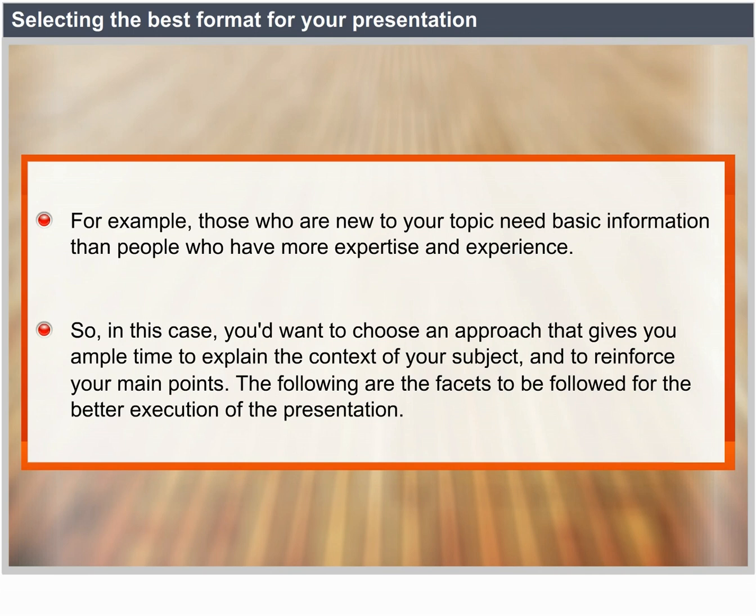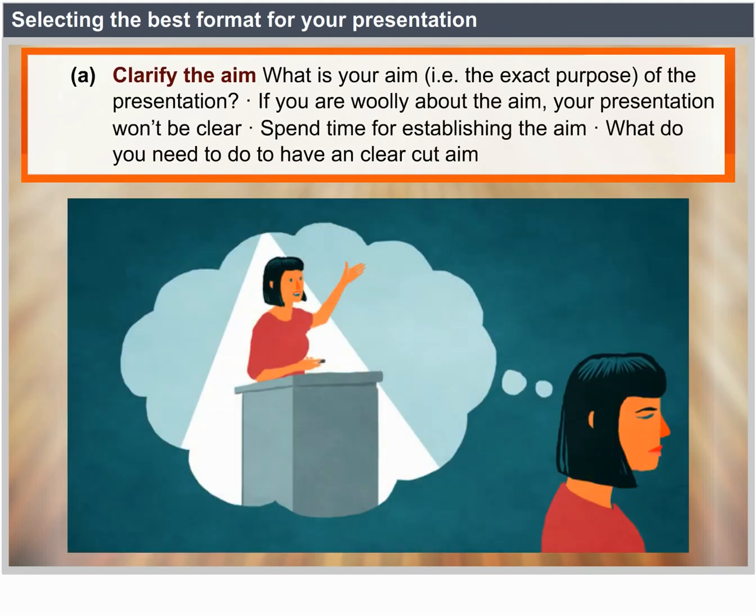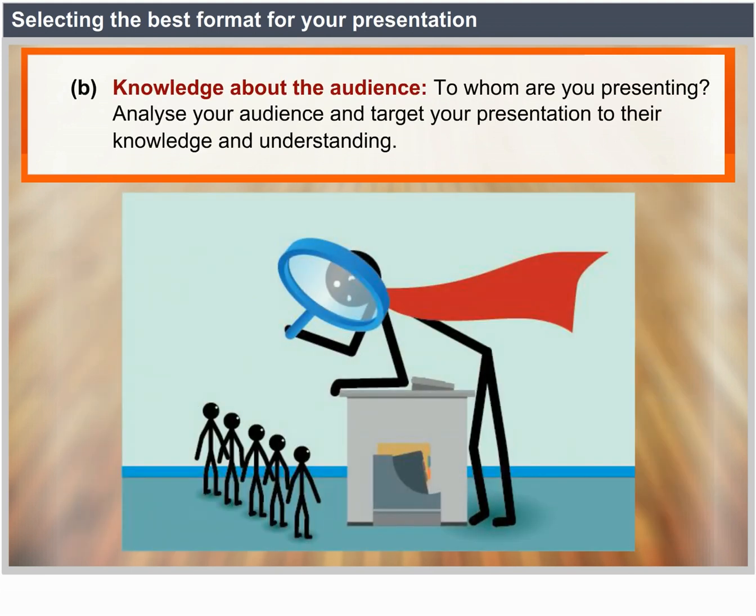A. Clarify the aim. What is the aim? That is, the exact purpose of the presentation. If you are vague about the aim, your presentation won't be clear. Spend time establishing the aim. What do you need to cover to ensure you fulfill the aim? B. What do you know about the audience? Who are you presenting to? Analyze your audience and target your presentation to their knowledge and understanding. C.